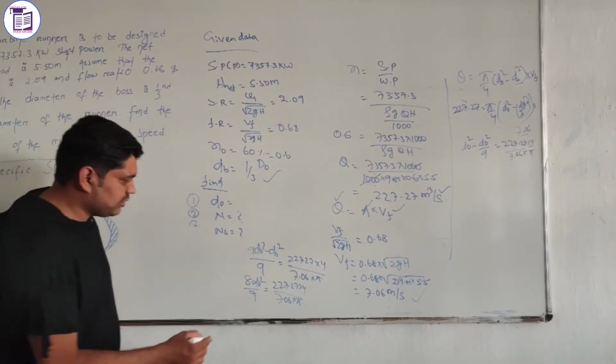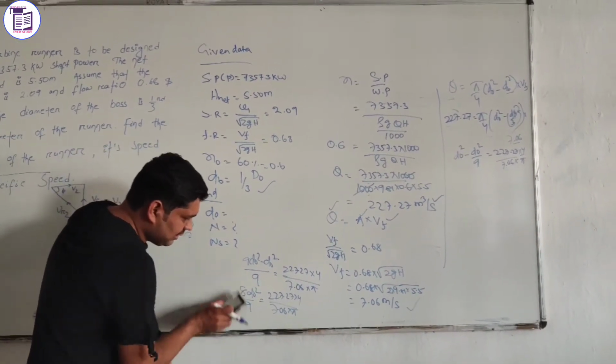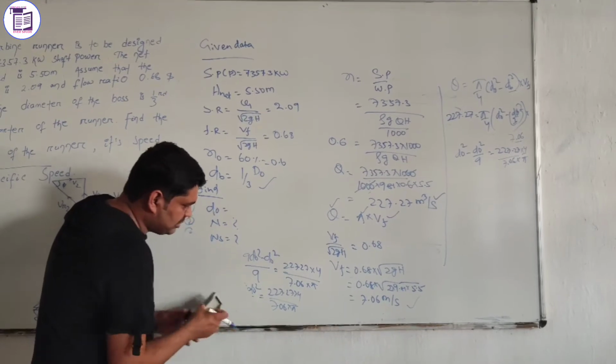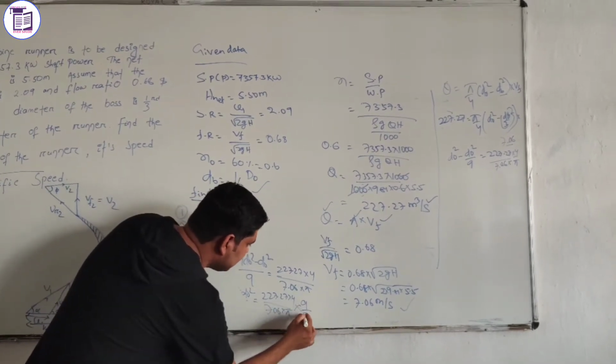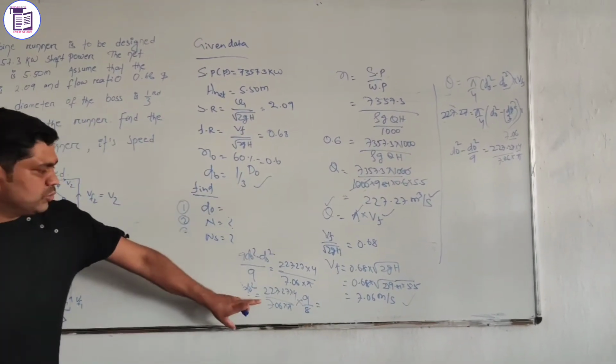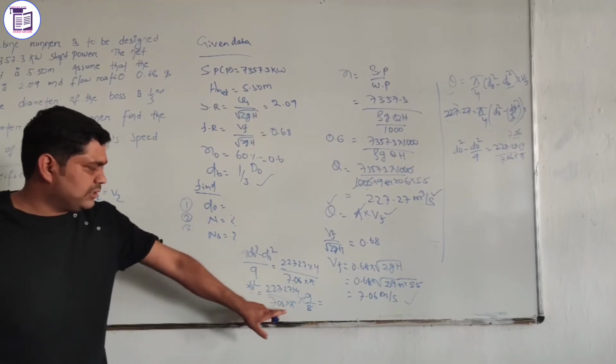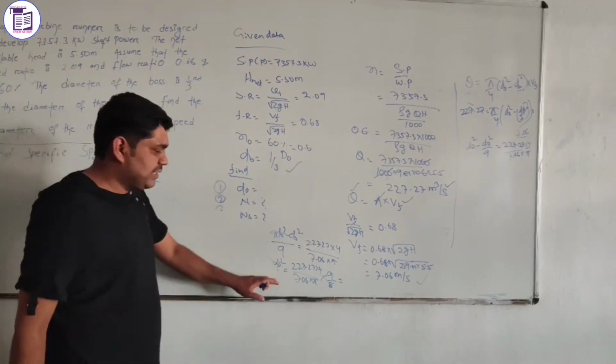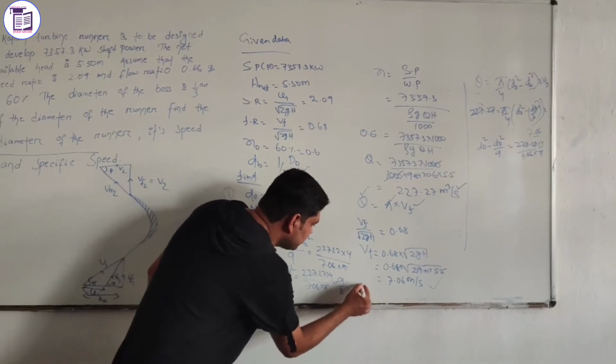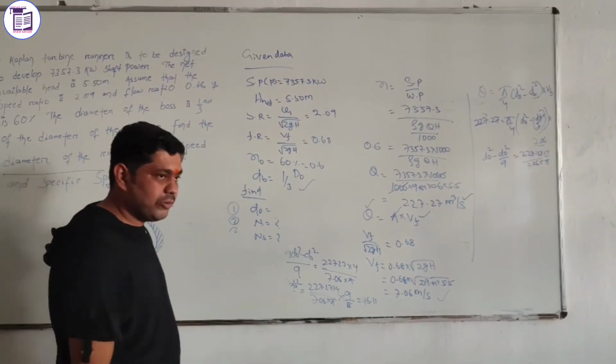Now Do square is equal to what? You can write this in this manner. So you can put this into 9 by 8. Now the value is 227.27 into 4 by 7.06 into pi into 9 by 8. That is your 46.11. So you have to find the Do value.